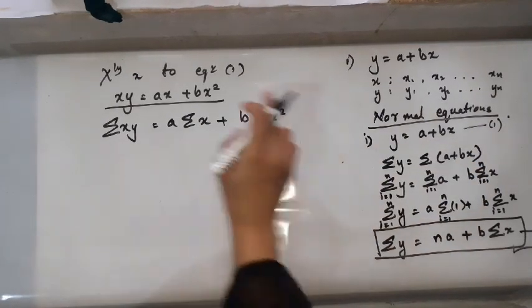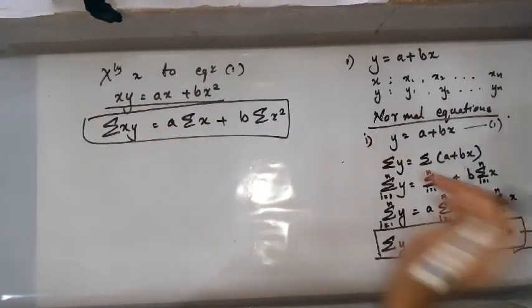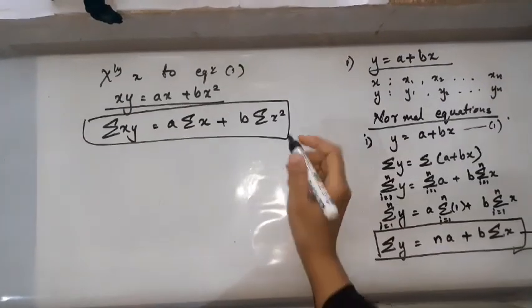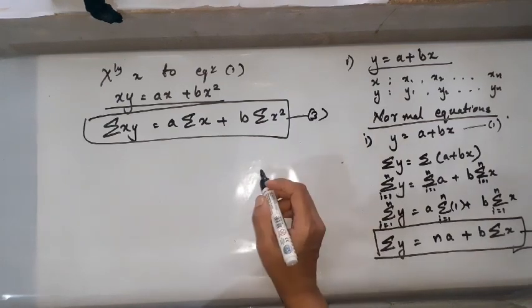Okay. So you'll get this equation. This equation will be the second normal equation for this line. Yes, so this is your second normal equation, and this is your first normal equation. Let me call it equation 3.